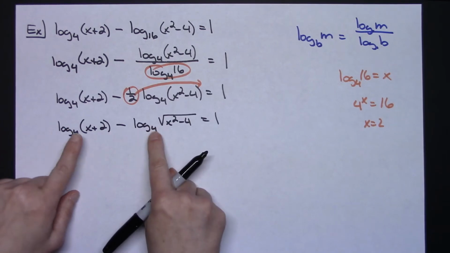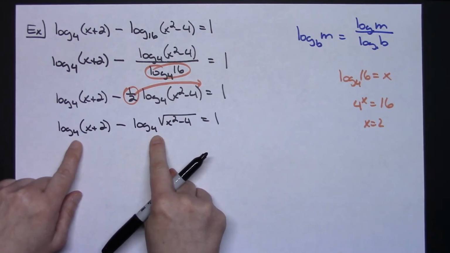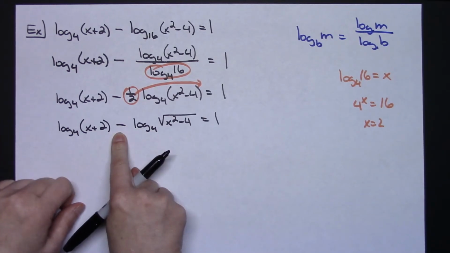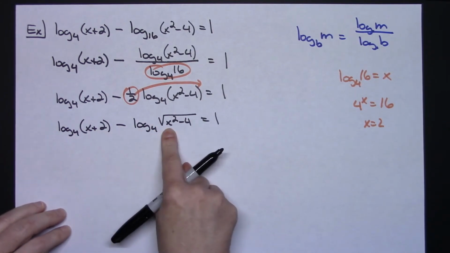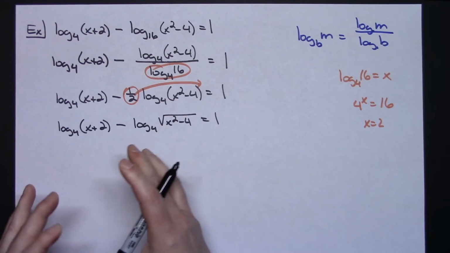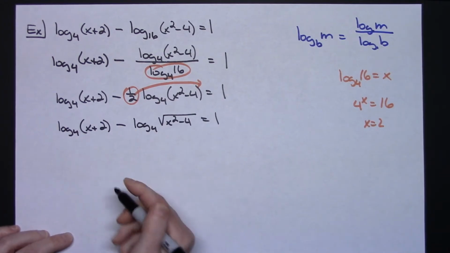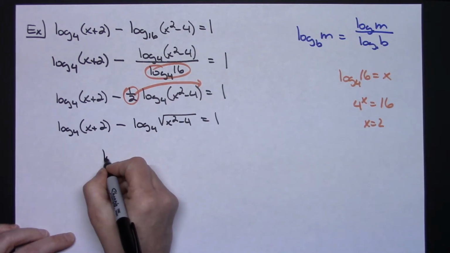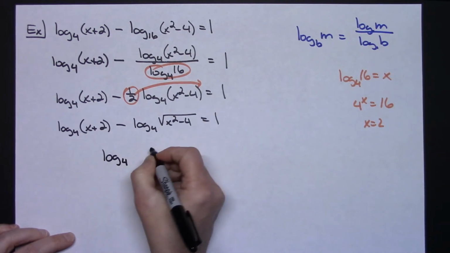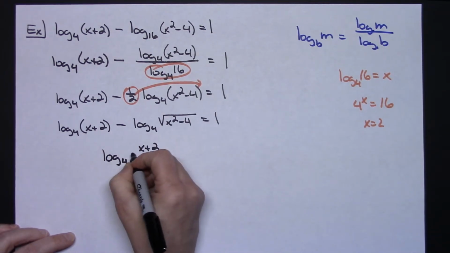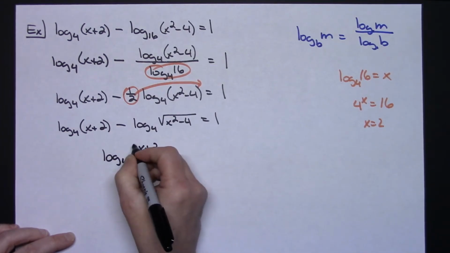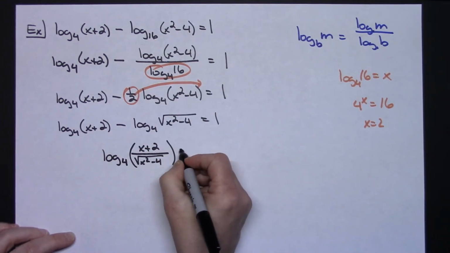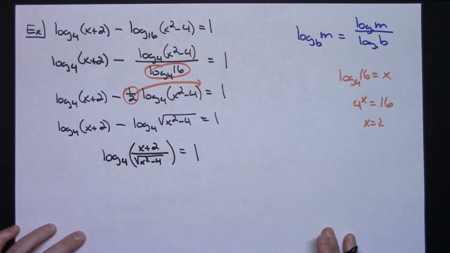Now I am down to a quantity on the left-hand side that I have common bases for, and I am subtracting logs with common bases. So when subtracting logarithms, I can condense it into a single log using division. So then I'm going to have the log base 4 of x plus 2 over the square root of x squared minus 4. Go ahead and put that set of parentheses in there just to keep it isolated. It's still equal to 1 because I haven't done anything to that right-hand side.